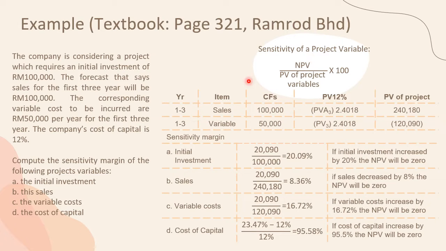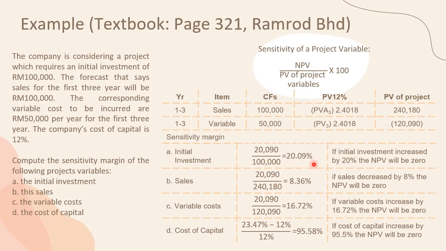So this is the formula to calculate the sensitivity of the project variable: NPV divided by the project variable that you want to find. If I want to find the sensitivity margin for the initial investment, therefore NPV divided by initial investment. For the sales, NPV divided by the present value of the sales variable. For the variable cost, NPV divided by the present value of the variable cost.